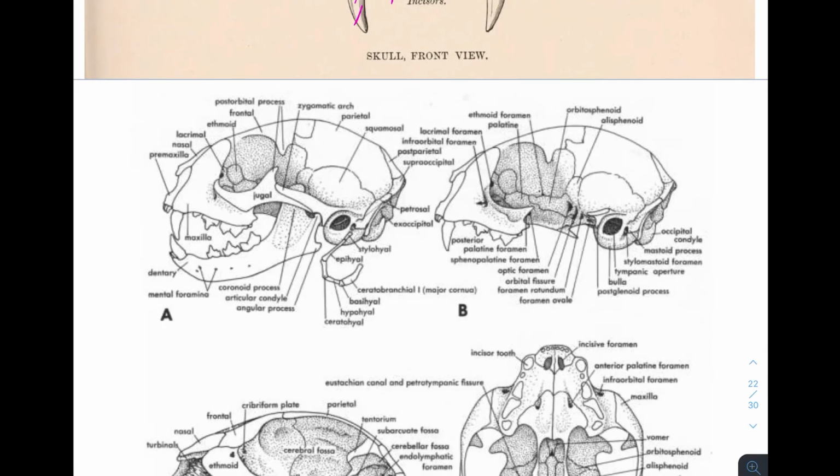So here you can really see that. You can see how that jugal bone or zygomatic bone is making up the anterior part of that arch. And then you could see that this bone that is more posterior, the squamosal or temporal bone, is making up the back part of that arch.